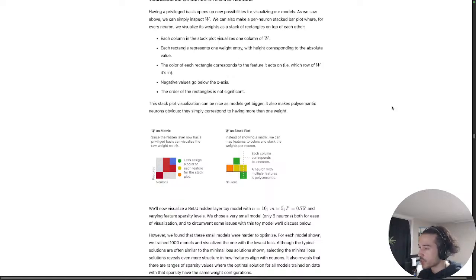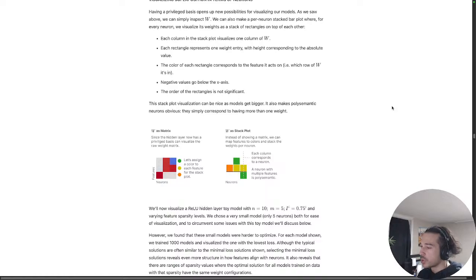Each column corresponds to a neuron. And also, again, this is meant to make polysemantic neurons obvious. They simply correspond to having more than one weight. And again, the negative values go below the x-axis.